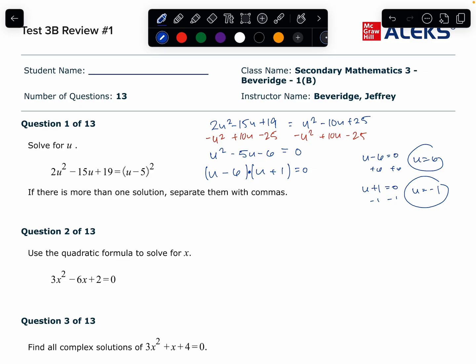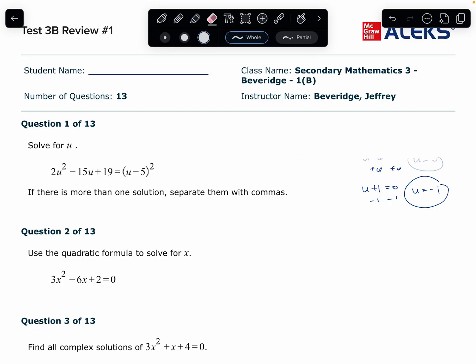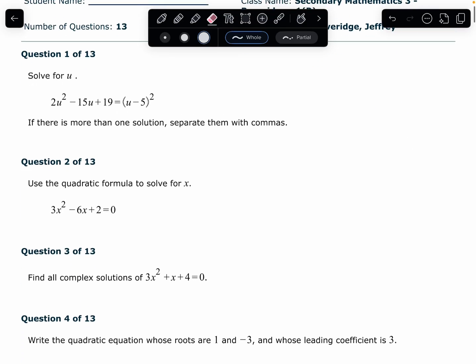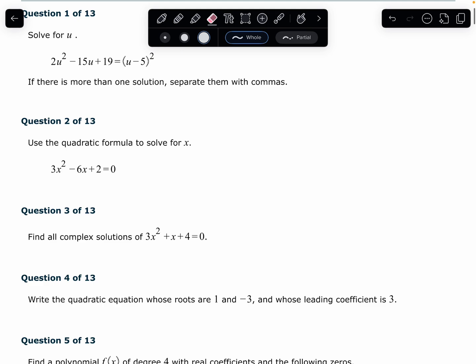Okay, so hopefully that can get you through yours as well. All right, moving on to 2. So use the quadratic formula to solve for x.